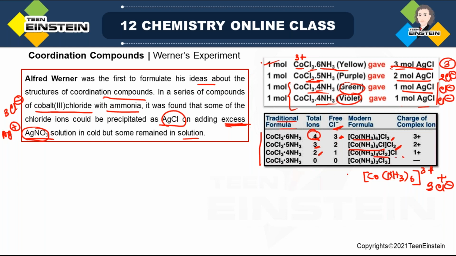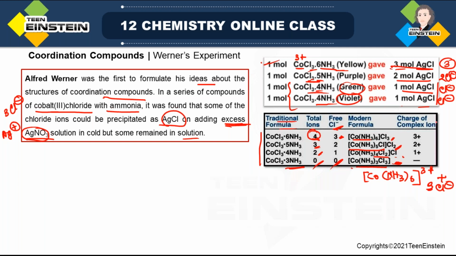It is 2. But the last one, CoCl3, 3NH3, though this formula is not present in the first box, that is fine. CoCl3, 3NH3. In this formula, we do not have any Cl outside the third bracket. So free Cl minus ion is not present. And the total number of ions is 0 because there will be no dissociation. Whatever moiety is present inside the third bracket, there is no dissociation.